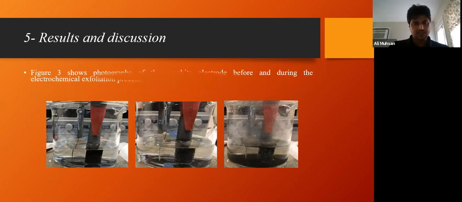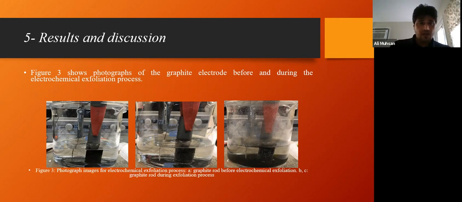Results and discussion. Figure 3 shows photographs of the graphite electrode before and during the electrochemical exfoliation process. In figure 3A, we see the graphite rod and platinum wire before applying electrical potential, while in figure 3B and 3C we see the graphite rod during the electrochemical exfoliation.